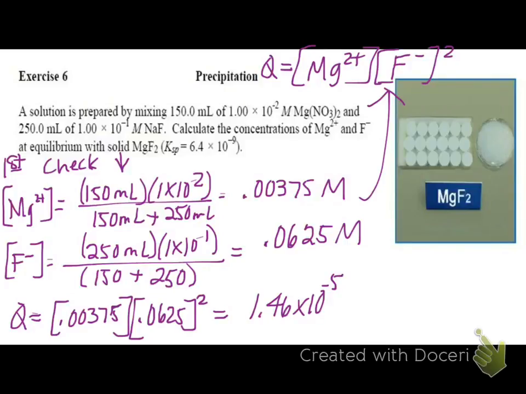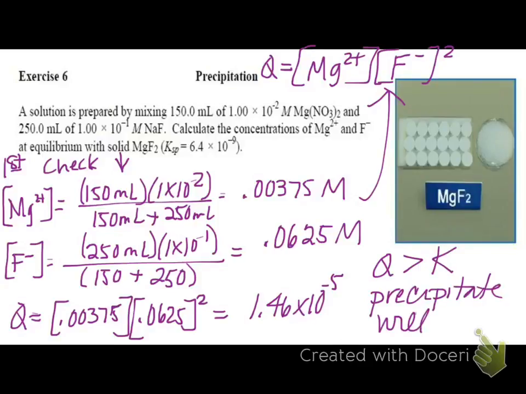So Q is greater than K. So precipitate will form. Okay, so we know a precipitate will form. Okay? So that brings us to the next step. You're going to love this problem, by the way. I keep looking ahead and going, okay. So let's go to the next step. I'm going to wait just a second. I'm going to pause this to let y'all catch up in case I'm writing too fast, which I probably am.